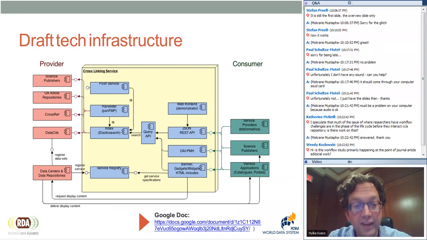This is a slide of the draft technical infrastructure, and again, I've put the link here so that you can review that at your leisure if you want. But the key point that I wanted to make is that we realize that at this moment, how the article data links are captured by different organizations is very different. It's not very standardized yet.